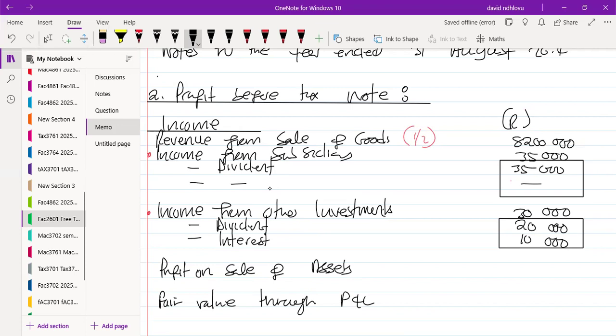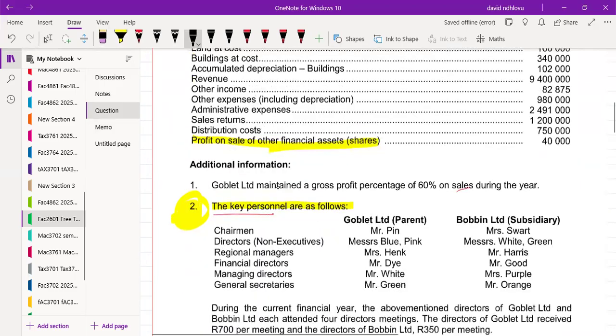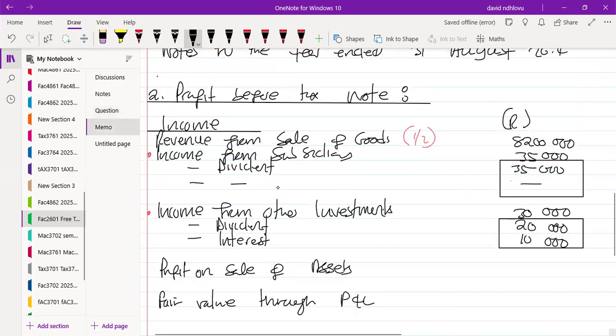Now, if you made a profit from the sale of non-current assets, your PPE, or from the sale of your investments, you disclose that as well. We don't have to calculate, it was given. Right, profit on the sale of shares, 40,000. So we bring that. So we say profit on the sale of shares here. It was a free mark here. It was given. Sometimes you calculate that on your own if it is not given.